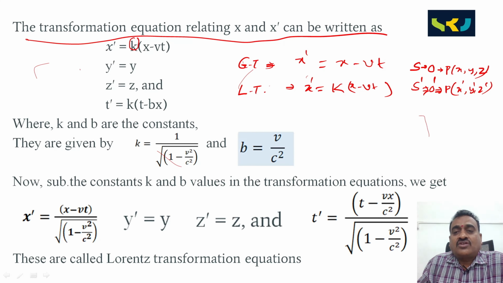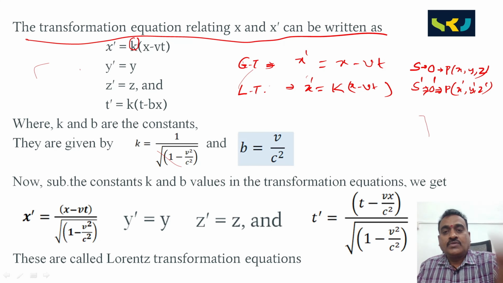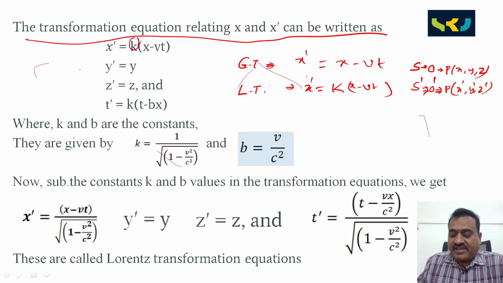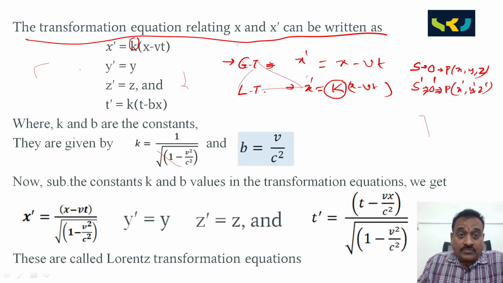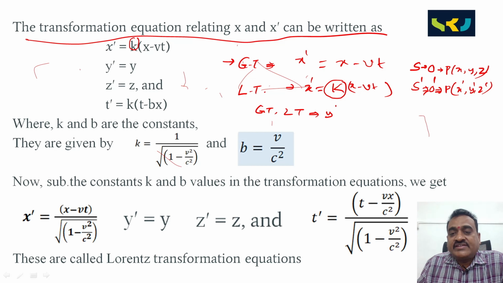So, in the Galilean transformation equation, we observed x dash is equal to x minus Vt. Just changing, we are giving one extra constant: x dash is equal to k into x minus Vt. But in the Galilean transformation and the Lorentz transformation also, it is not changing: y dash is equal to y and z dash is equal to z.